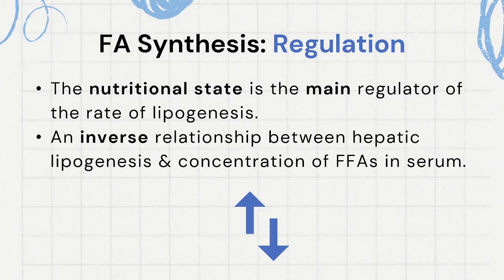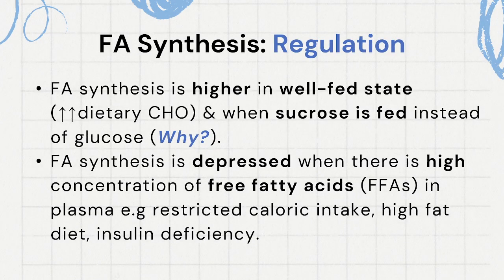How is fatty acid synthesis regulated? The nutrition state is the main regulator of the rate of lipogenesis, and there is an inverse relationship between hepatic lipogenesis and the concentration of free fatty acids in serum. The rate of fatty acid synthesis will be higher in the well-fed state, where you expect there is a high concentration of dietary carbohydrates, and when sucrose is fed instead of glucose.